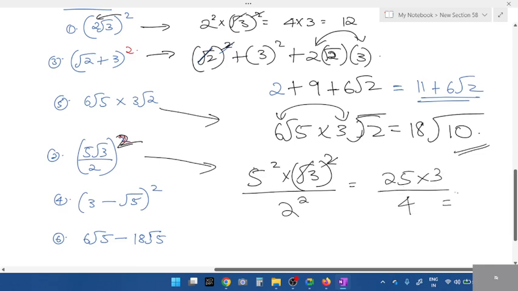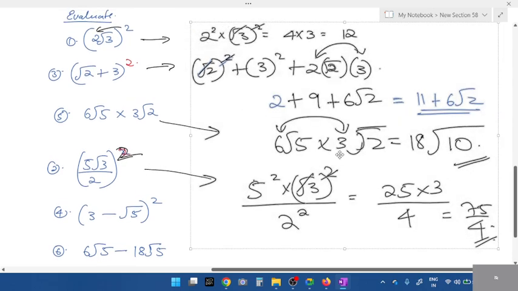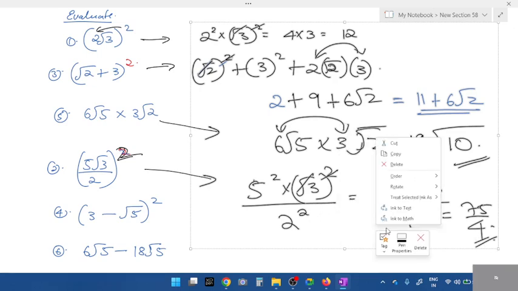Very good. You can't reduce anything. 25 into 3, 75 divided by 4. If you want to convert into mixed fraction or decimal, anything. Or you can just leave it like this. Okay, even 75 by 4 is also correct. Done? Shall I erase all this? Yeah, next.